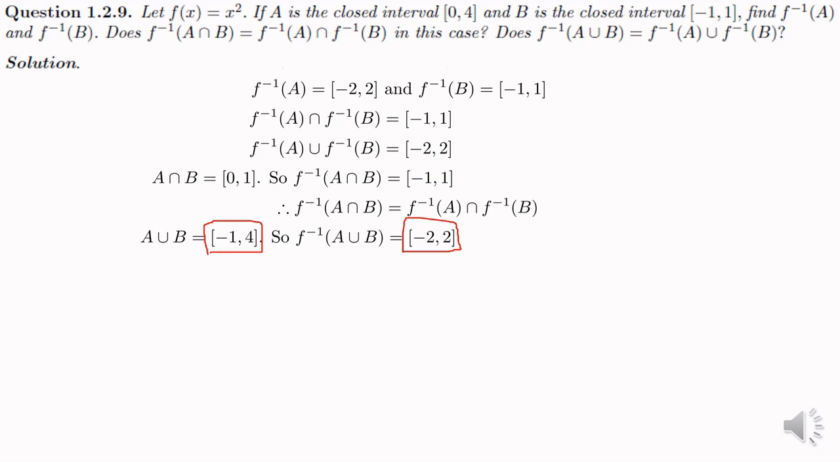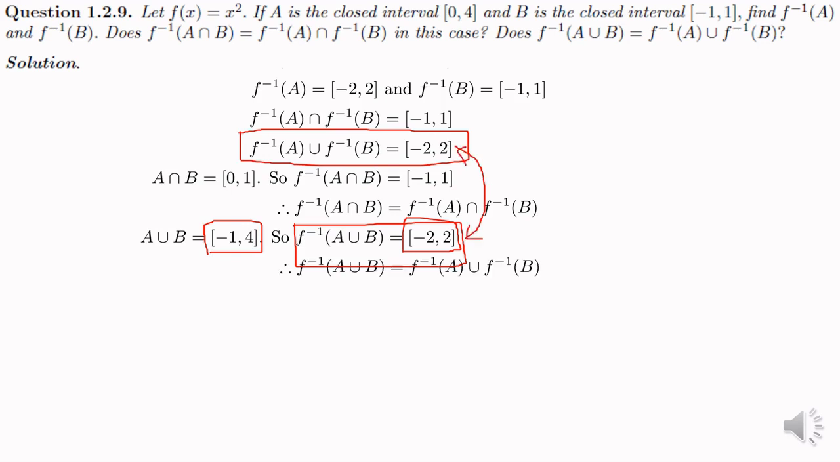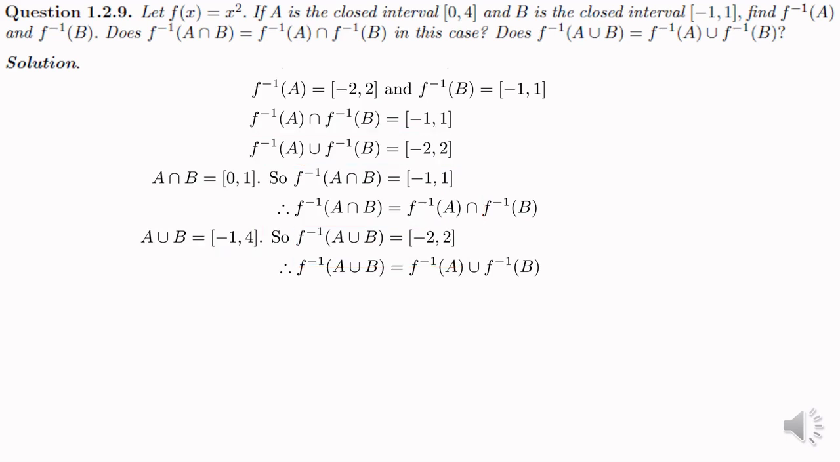So here we have f inverse of A union B is the closed interval [-2, 2]. And we also have f inverse A union f inverse B is the closed interval [-2, 2]. So from both of these we can see that f inverse of A union B is equal to f inverse A union f inverse B. And this completes the question. We shall now move on to the next question.